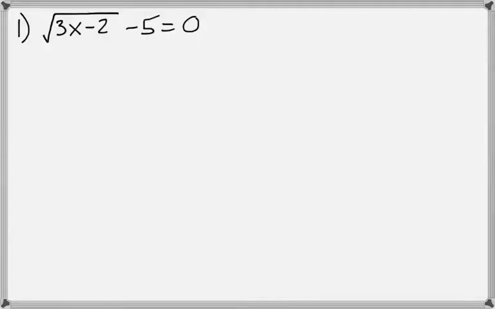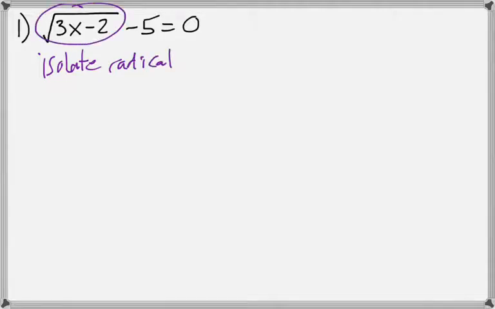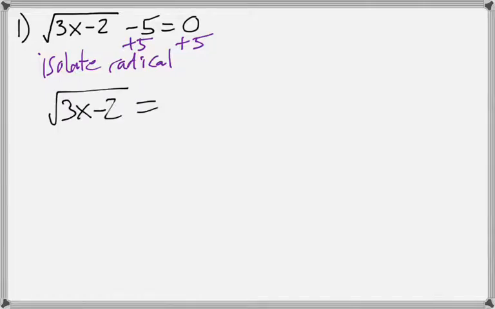So for number one, my first step is to isolate the radical, meaning I want this to be on one side by itself. So if I add 5 to both sides, I can make this happen. So I have square root of 3x minus 2 is equal to 5. So now that the radical is isolated, I want to get rid of that radical.